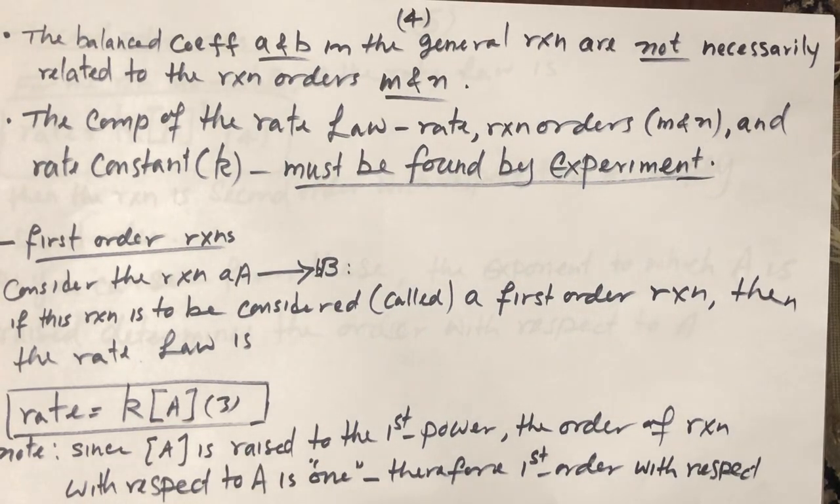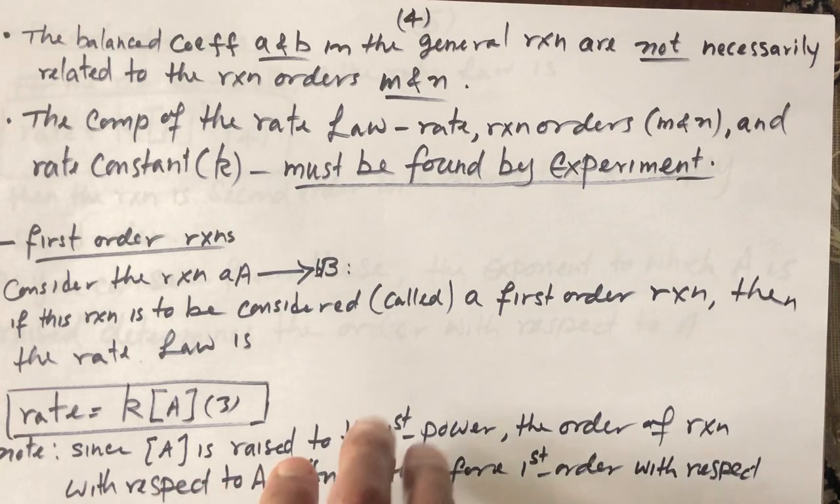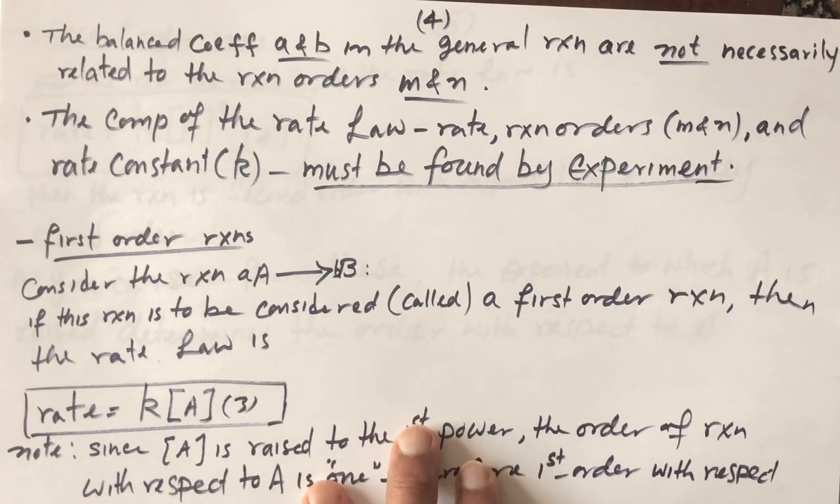I've explained here at the bottom of the page that since A is raised to the first power, the order of the reaction with respect to A is 1. Therefore, it is first order with respect to A. So remember, M is called the order of the reaction with respect to A. If M is equal to 1, then we call that a first order reaction.